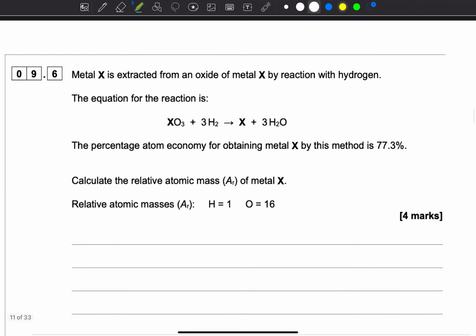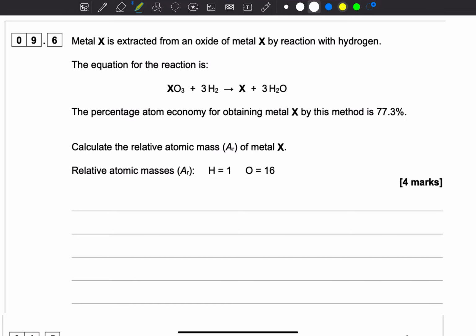Next one. Percentage atom economy for X is 77.3. The relative formula mass of X. Okay. Mass of desired product. What is the desired product? Is X. Over total mass of reactant. So which are your reactants? These are your reactants. The one that is on the left side of the arrow. XO3. So X plus O3. What is O3? Is 3 times O, which is 16. Plus 3 times hydrogen. H2 is 2 anyway, because H is 1 and H2 is 2, right?